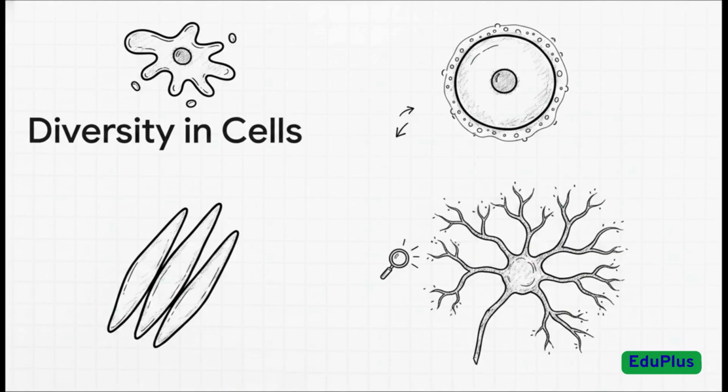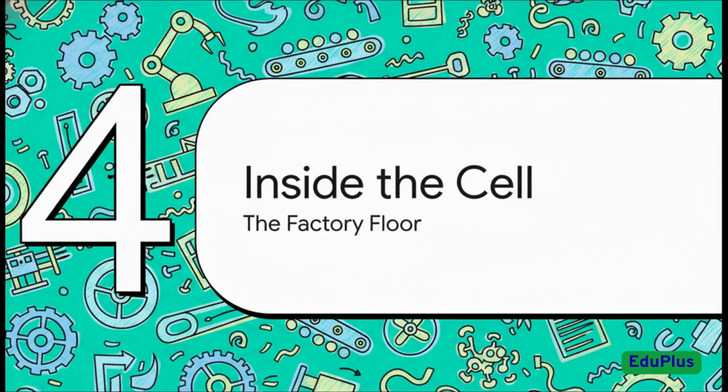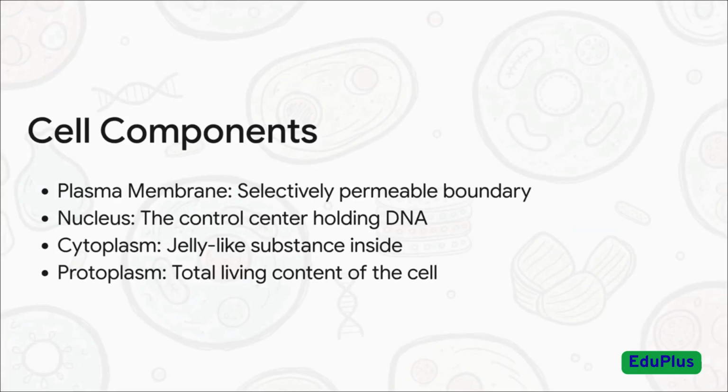Section 4. Inside the cell. The factory floor. Okay, let's shrink down and step directly inside one of these things. It's basically a bustling, highly organized microscopic factory. At the outer border, you have the plasma membrane. Think of it like a selectively permeable security guard, deciding exactly what gets to enter and exit.